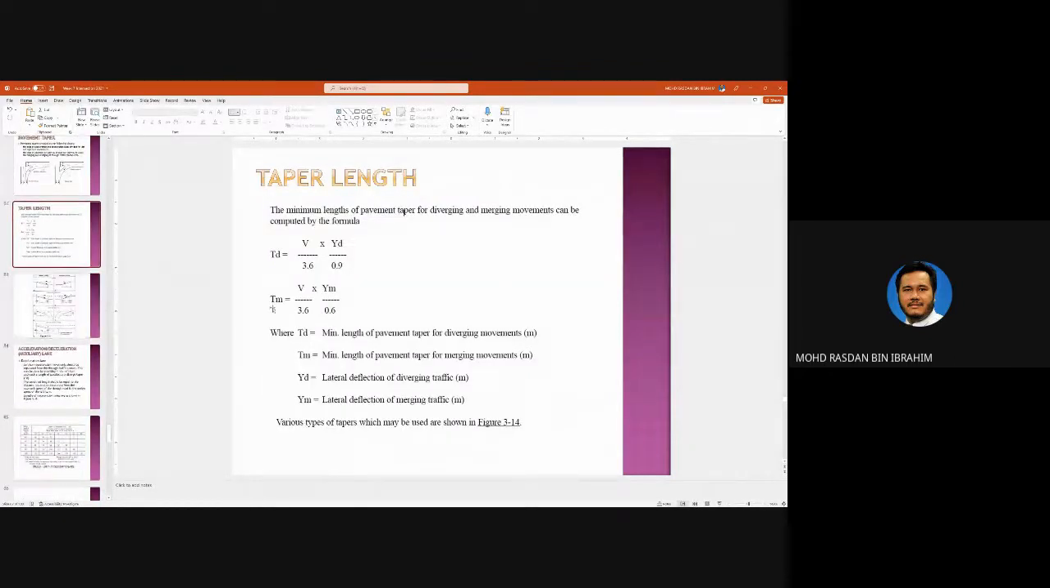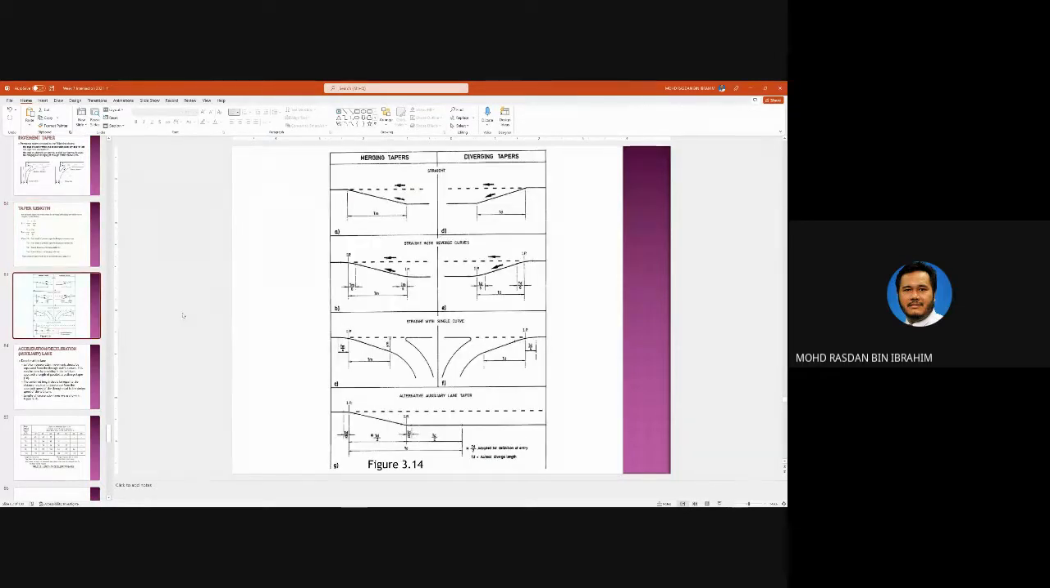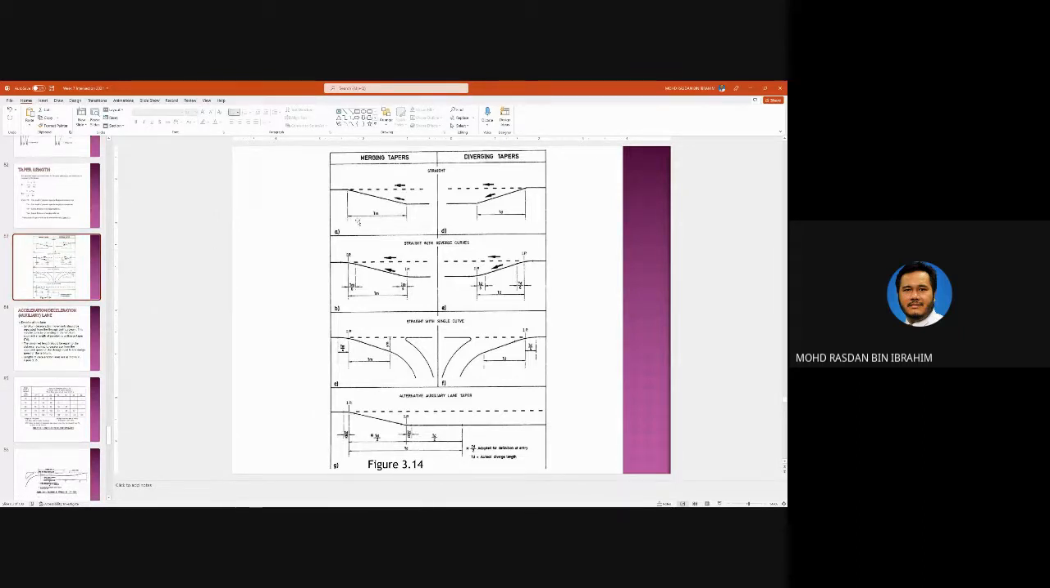Okay. So V over 3.6 times YM, lateral deflection of merging. YD is for diverging, YM is for merging. So this is how it should look. If you only have a taper, then you have TM here and TD. So this design is just sharp lines.